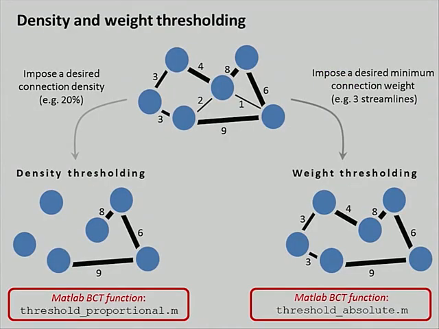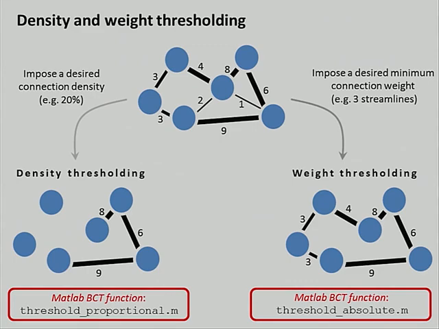Okay, so let's look at thresholding methods in a little more detail. By far, the most common thresholding methods in connectomics are density and weight-based thresholding. At the top of the slide, I've shown a toy network, and the numbers assigned to each edge correspond to the weight. These could be, for example, streamline counts. With density thresholding, the method I've shown on the left, we prescribe a desired connection density, and we eliminate the weakest connections until we arrive at the prescribed density.